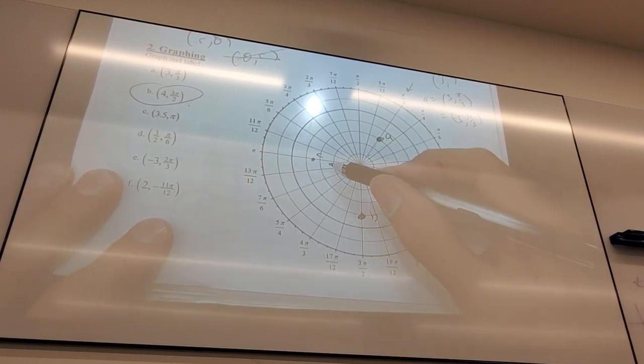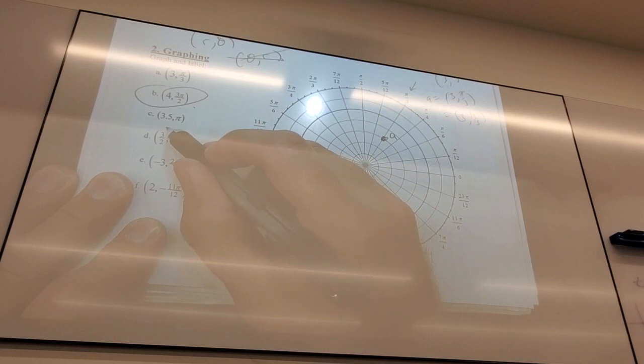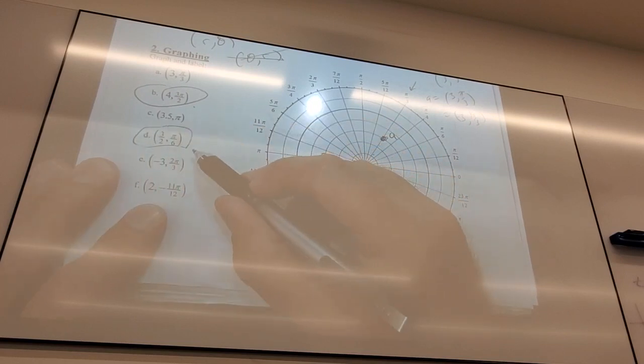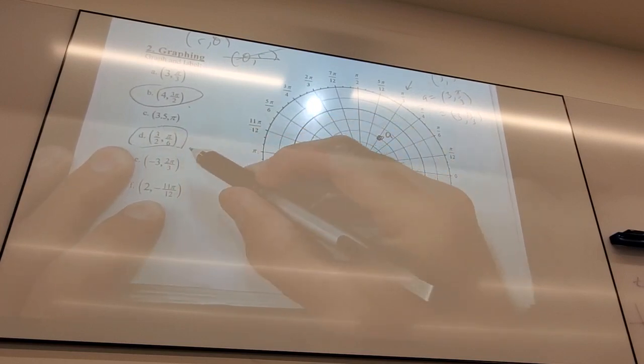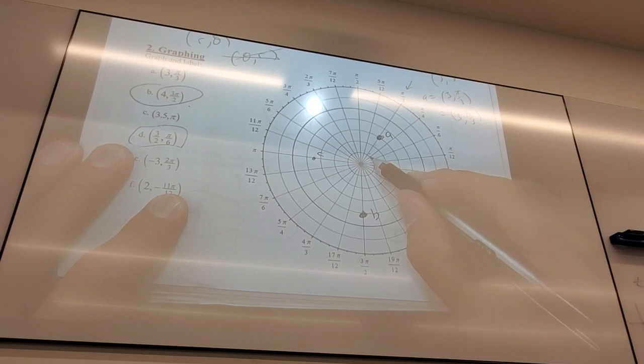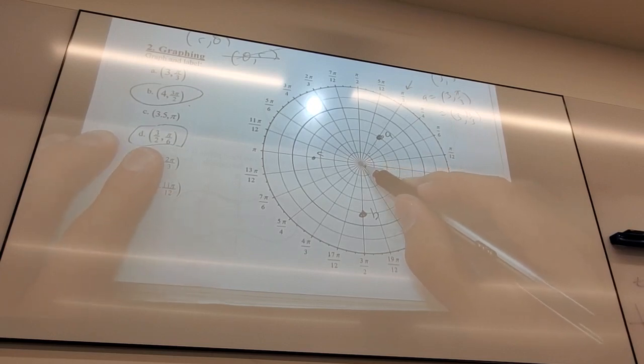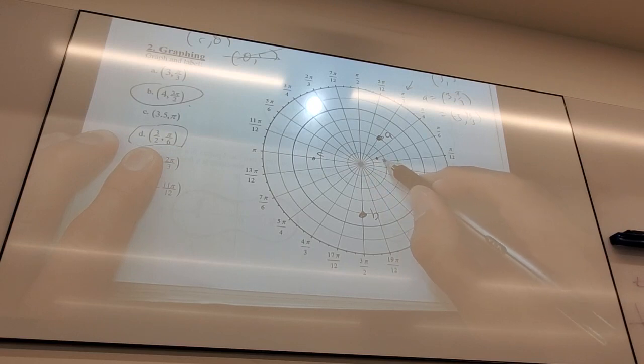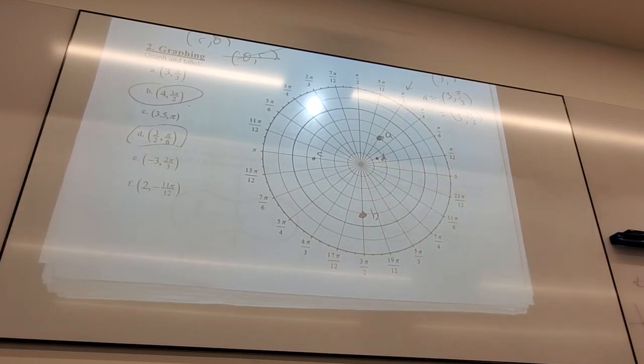So we did A, B, and C. So let's do D together, just to kind of remember how this works. So to get to point D, which way do I face? 5 pi over 6. I look at 5 pi over 6, and I go out 1.5. So that would be point D.